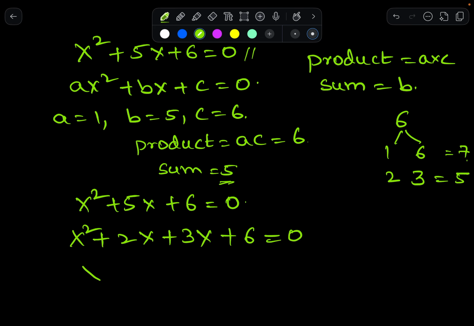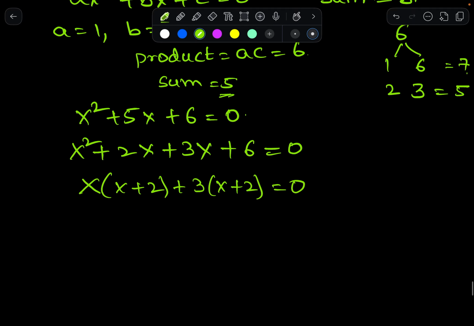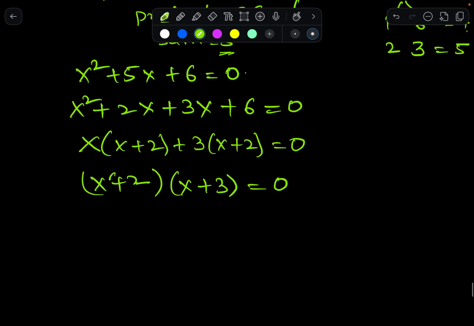Let's take x as common, and let's take 3 as common for the last two terms. So this could be written as x plus 2 into x plus 3 equal to 0.